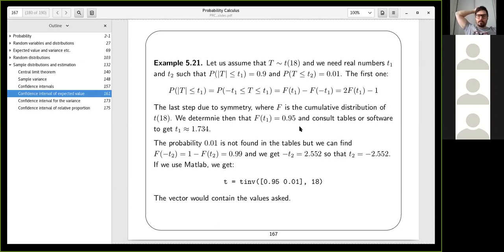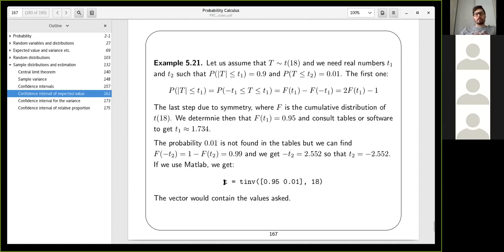Again, here's an example. We want T between T1 and T2, so we find the symmetric value T1. Again, I'll try to draw a slightly flatter distribution than the normal distribution. This should be symmetric, but it's really not. Just like in the normal distribution, but this is supposed to be somewhat flatter. We have to look it up from a table or use software.